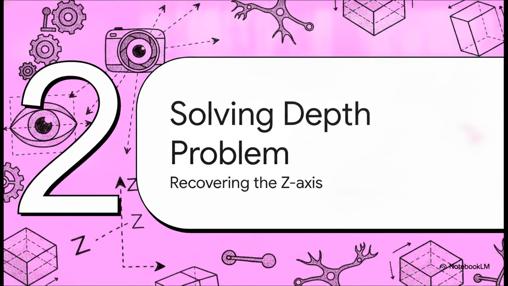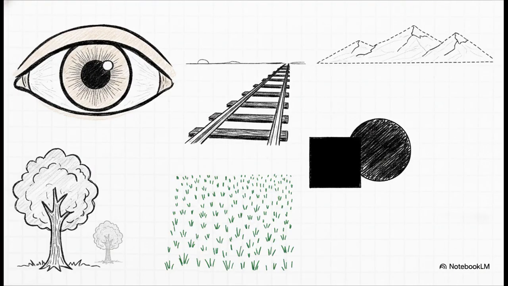Which naturally brings us to part 2, solving the depth problem. Try this right now. Seriously, close one eye and just look around the room. Even with half your vision blocked, you can still easily tell how far away your screen or your coffee mug is, right? That's because your brain naturally relies on 6 monocular depth cues.